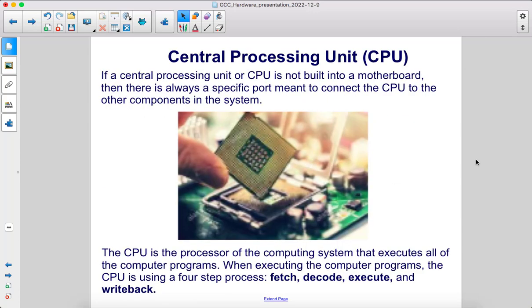If a central processing unit or CPU is not built into a motherboard, then there's always a specific port meant to connect the CPU to the other components in the system. The CPU is the processor of the computing system that executes all of the computer programs. When executing the computer programs, the CPU is using a four-step process: fetch, decode, execute, and write back.